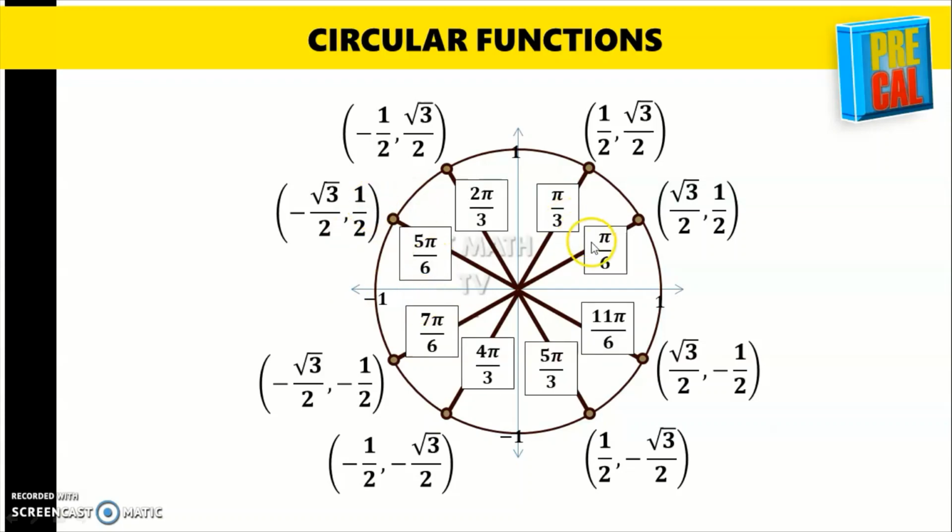Or in radians, so this is pi over 6, 30 degrees, pi over 3, 60, 120, 2 pi over 3, 150, 5 pi over 6, and so on. So for 7 pi over 6, 4 pi over 3, 5 pi over 3, 11 pi over 6. Okay, so these are the terminal points. So this is the x that you're going to use and the y. Here, the x and the y, the x and the y.